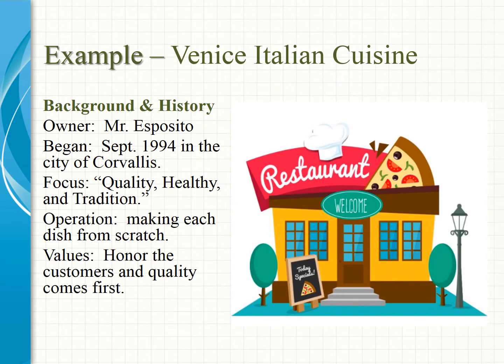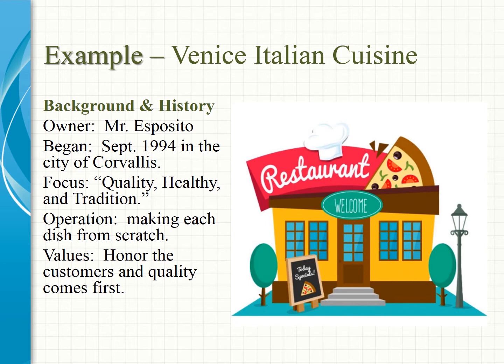Example: we have discussed profitability and liquidity and how financial statements illustrate issues. Now we will look at an example of a Venice Italian cuisine restaurant. First, let's talk about the background and history of the Venice Italian cuisine restaurant. The Venice Italian cuisine restaurant is owned by Mr. and Mrs. Epicito. The Epicitos focus on the goals of quality, healthy, and tradition.